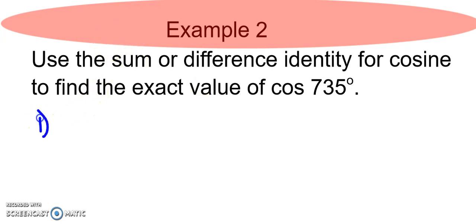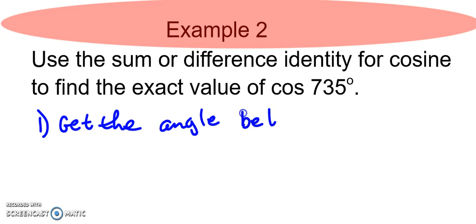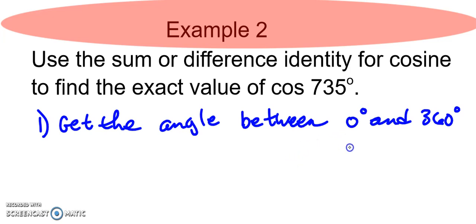So our first step is to get the degree of the angle between 0 and 360. But also, just in case we have radians here, we need to get between 0 radians and 2 pi radians. That's the ditto marks here. So get the angle between 0 and 2 pi radians also. That's the first step to do here with 735.